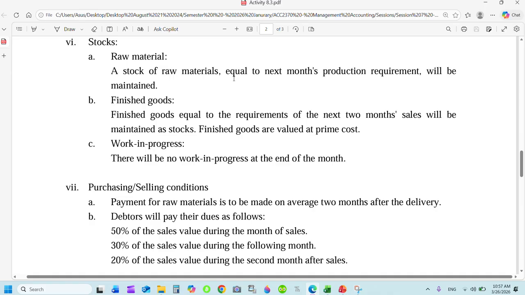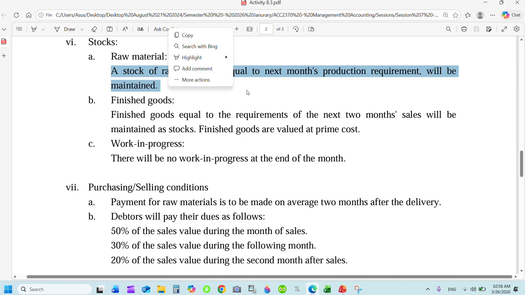Then stock policies, raw material stock policy. A stock of raw material equal to next month's production requirement will be maintained. That means when it comes to maintaining your stock balance, you need to have a stock balance which is sufficient to meet the next month's production requirement, right? We'll use this information in a later part of our activities. At the beginning, we need to have an overall understanding of the question. So this is the raw material stock policy. You need to maintain a raw material stock sufficient to meet the next month's production requirement.